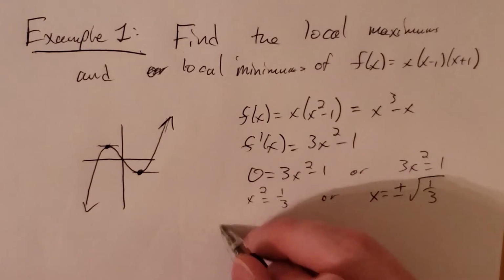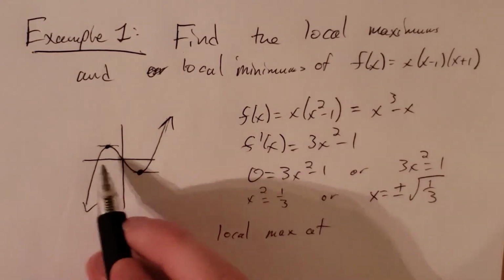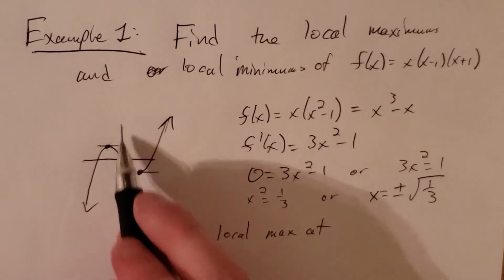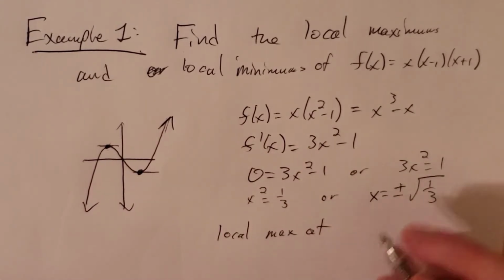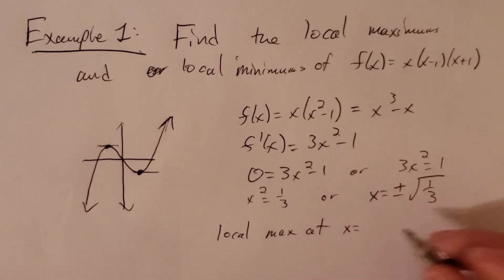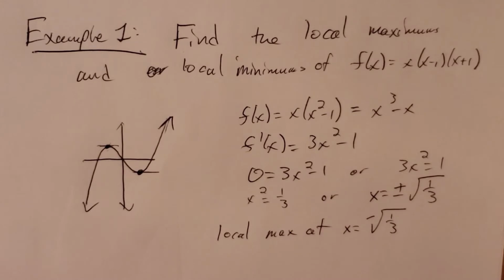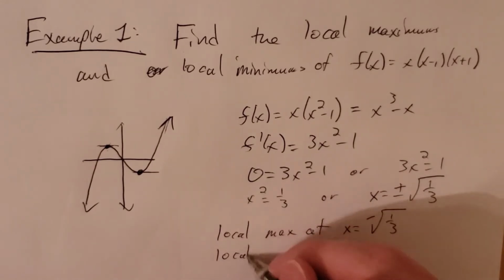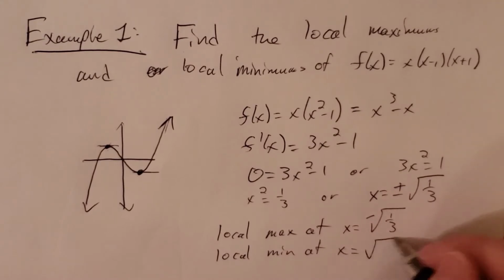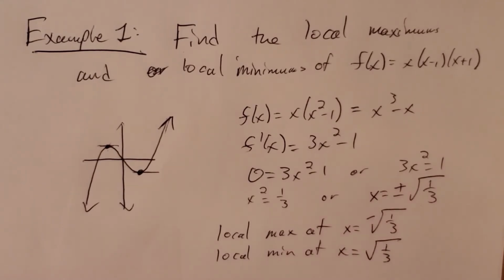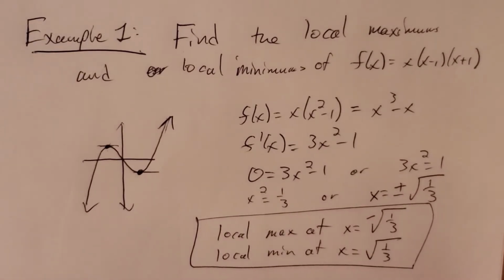In fact, this tells us we have a local max at, well, this is to the left of the y-intercept, in other words, the x equals 0 line. So the max occurs at negative root 1 over 3. And the local minimum is at x is equal to the positive root 1 over 3. And here is our solution.